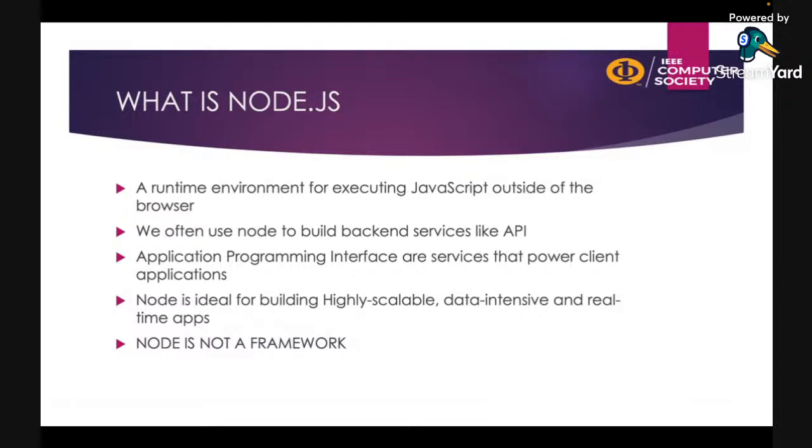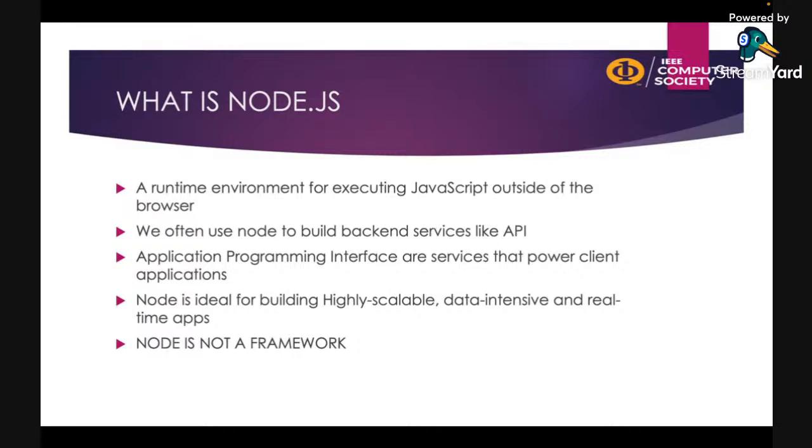Let's see what Node.js basically is. Node.js is a runtime environment for executing JavaScript code. We use Node to build backend services, also called APIs. API, as the full form says, stands for Application Program Interface. Application Program Interfaces are services that power client applications like web applications and mobile applications. Web applications and mobile applications have two portions, the front end and the back end.